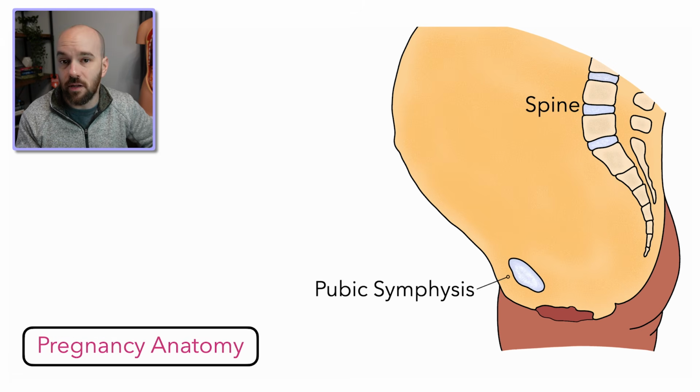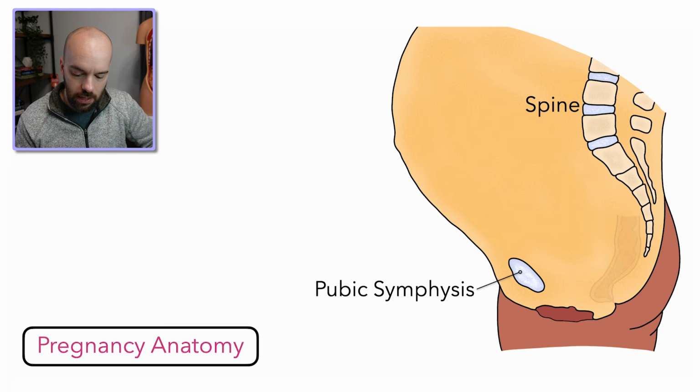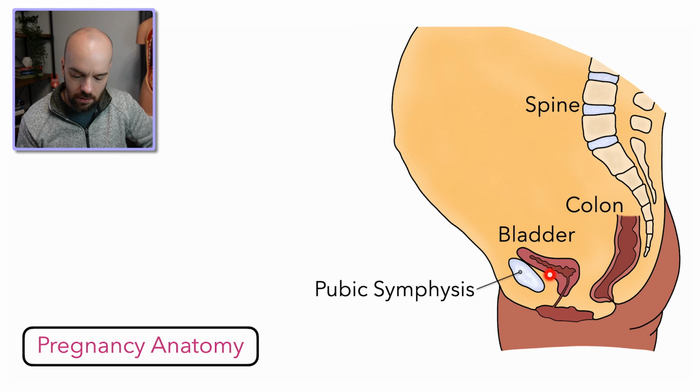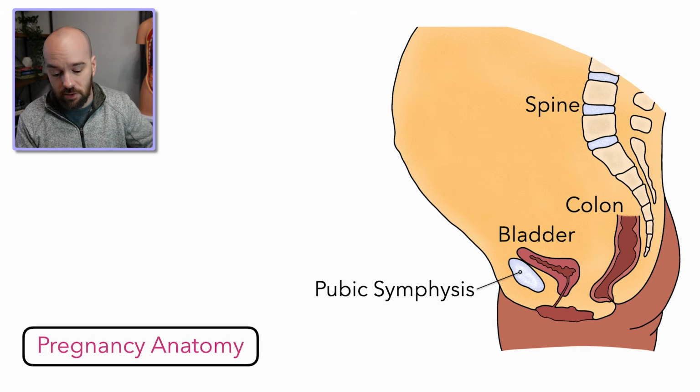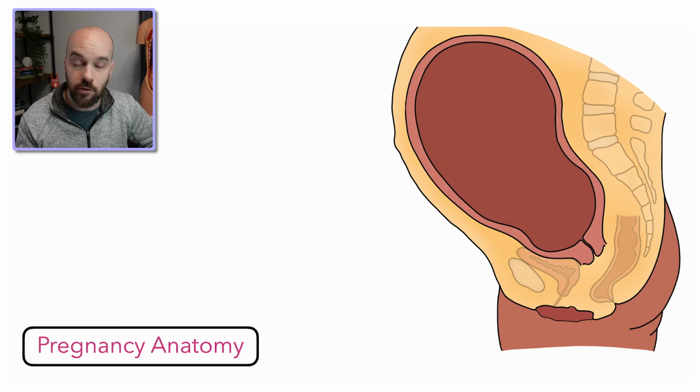We have the pubic symphysis, which is the piece of cartilage between the 2 halves of the pelvis. We have the colon right here, connected to the anus. We've got the bladder and the urethra, which is connected to the vulva right there. Now, those aren't the structures we're concerned with, so we're going to gray those out and draw in the reproductive anatomy now. So first we have the uterus.